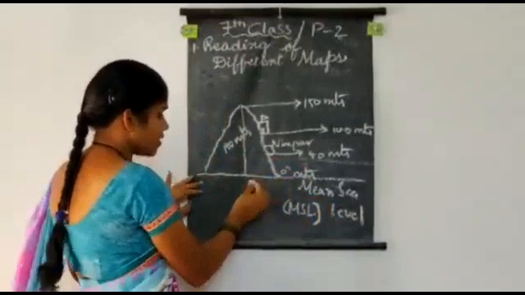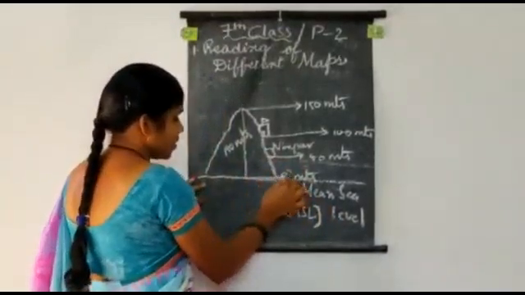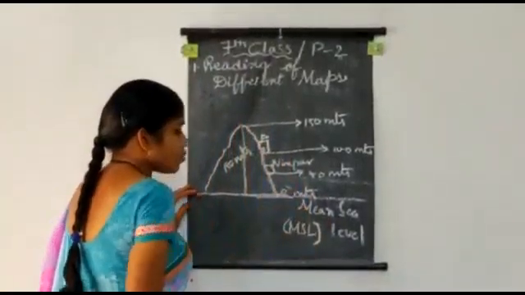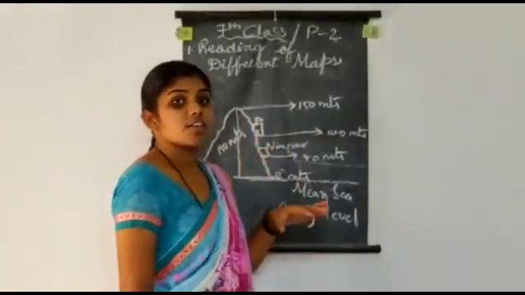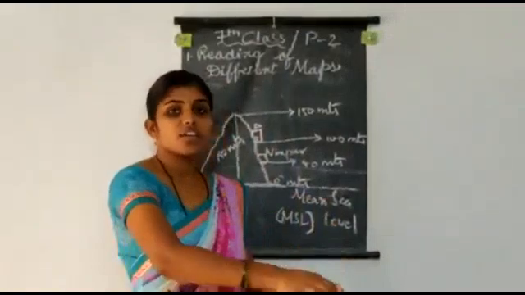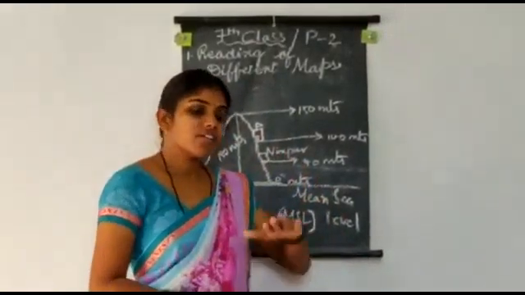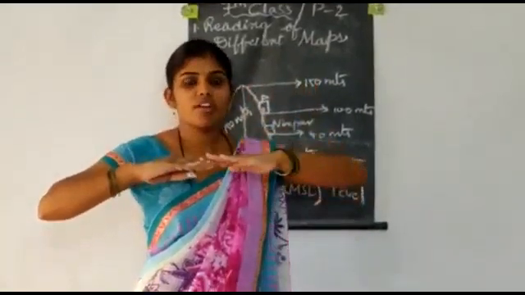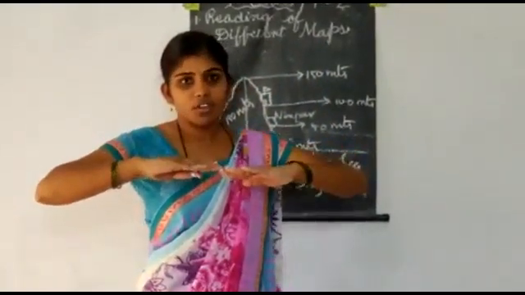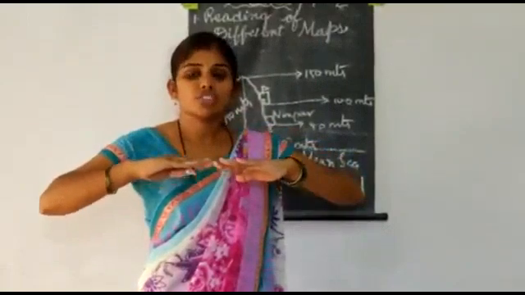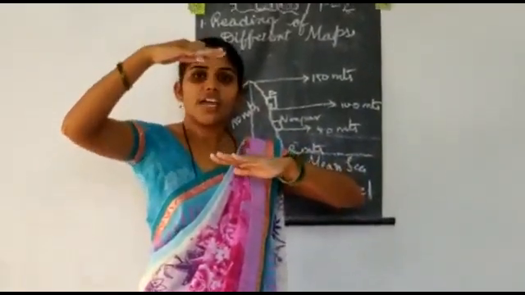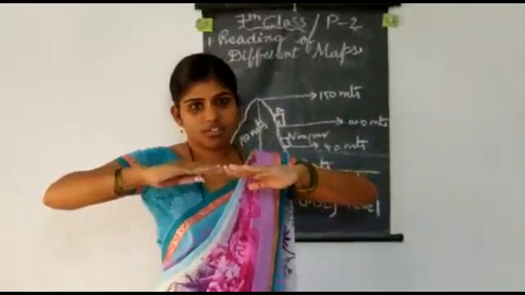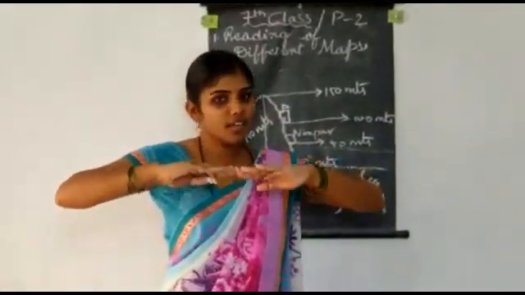This is the land, this is the ground level. This is a land and on that hills are there. Normally the seas are present under the land, but the ground level and the sea level will be equal. The sea and ocean won't be higher than the land or lower than the land. They will be equal.